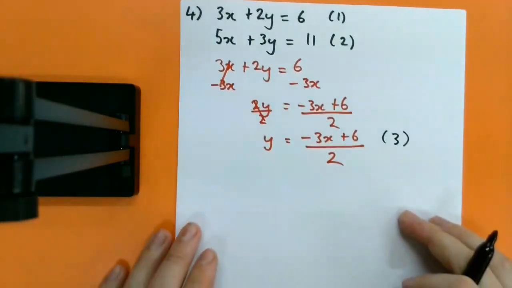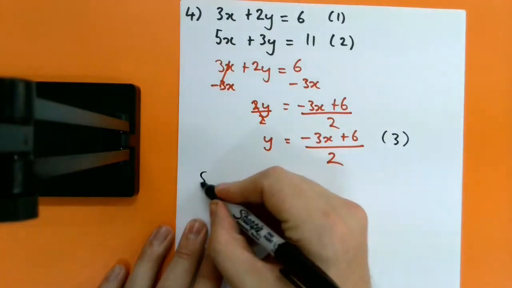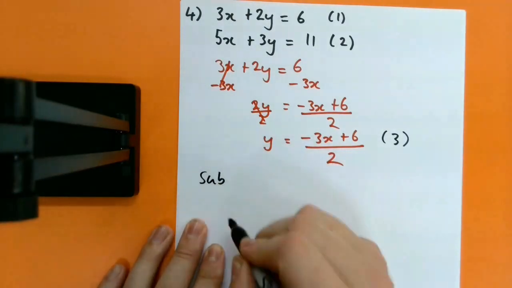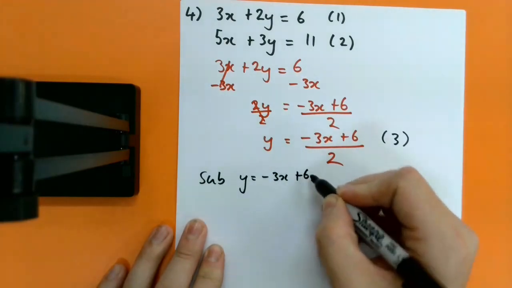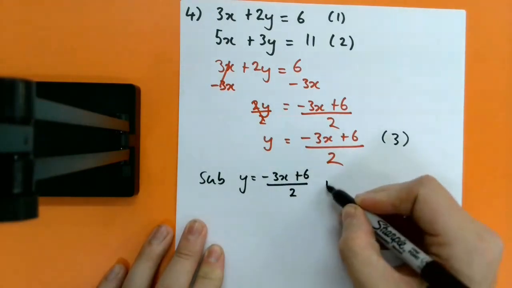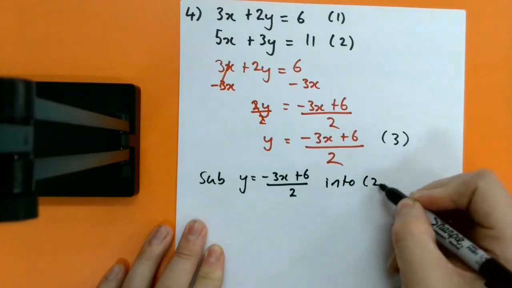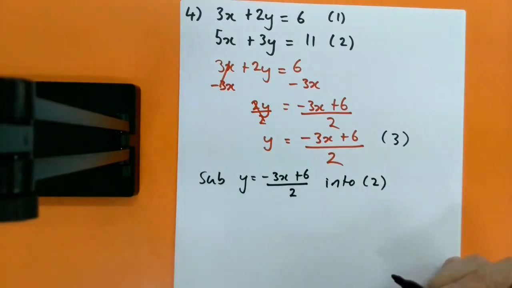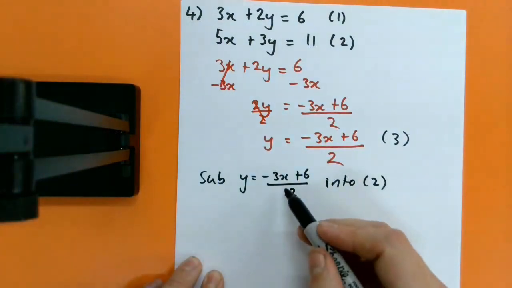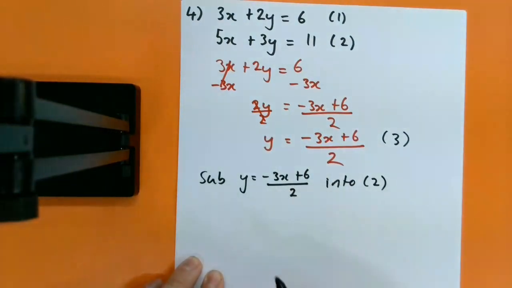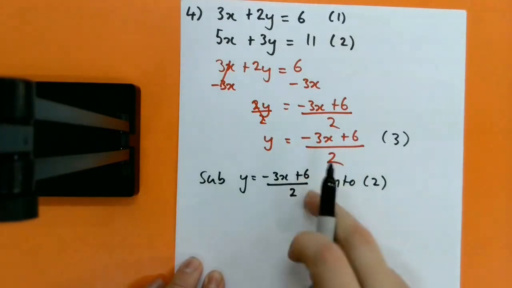So let's just move this up. So we write this out, again communicating what we're doing. So sub y equals minus 3x plus 6 all over 2 into equation 2. And what we're going to do is wherever we see a y in this equation, we're replacing it with this fraction, this horrific thing that we're working with now. And you're starting to see why we would start to use the elimination method, because we don't have to deal with this sort of stuff.